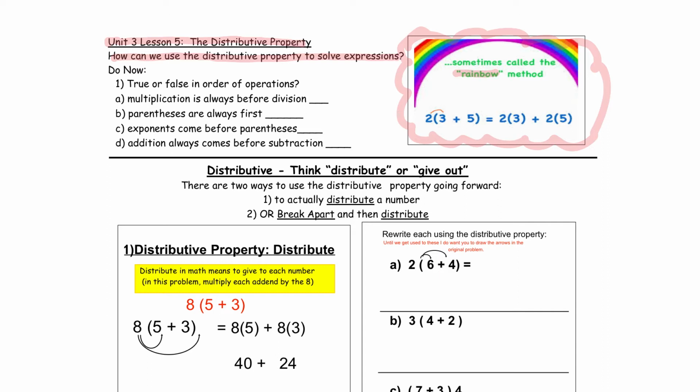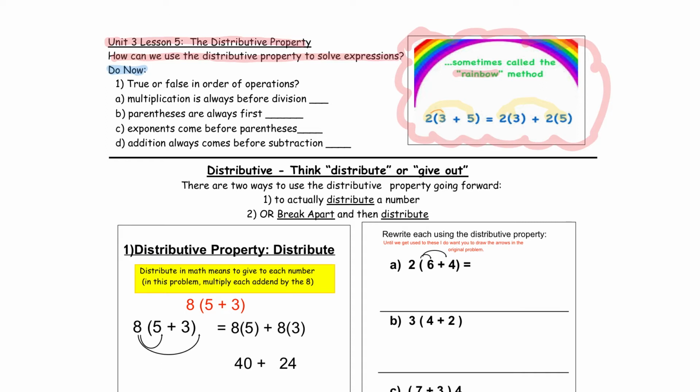And one of the things you're going to notice is that we're going to be multiplying the number on the outside of the parentheses by each number on the inside of the parentheses. And that's how we're going to work it today. Also keep in mind that parentheses have 2 jobs in math. Parentheses can mean do this first when we're focusing on the order of operations, or it can also mean multiply. Today with the distributive property, we're going to focus on the multiply part. Now let's take a look at the do now.